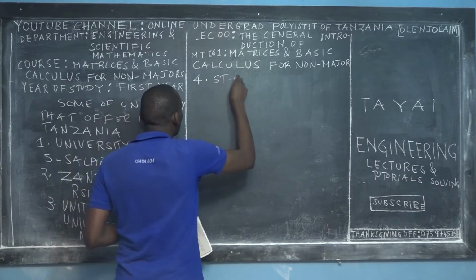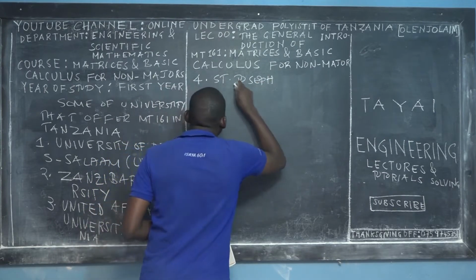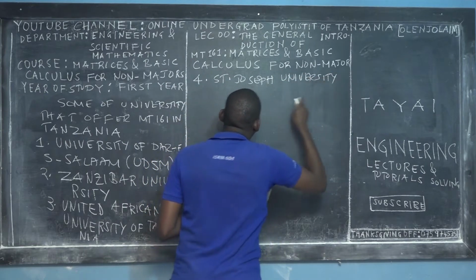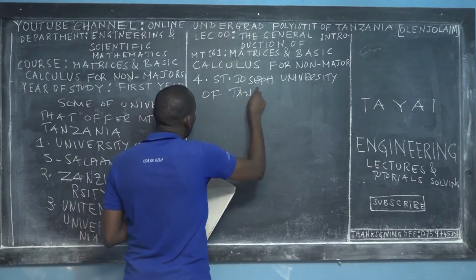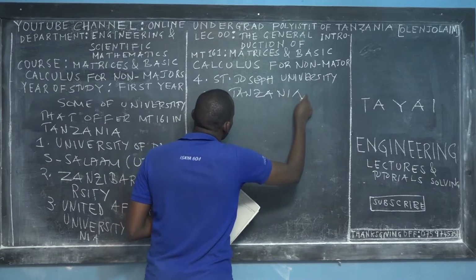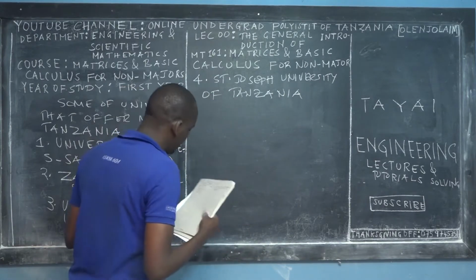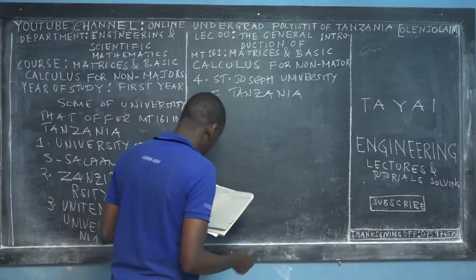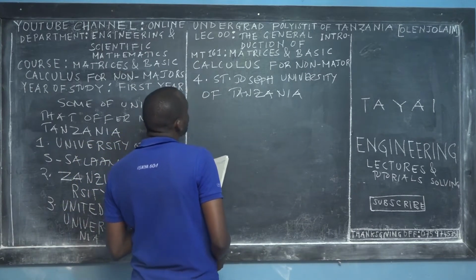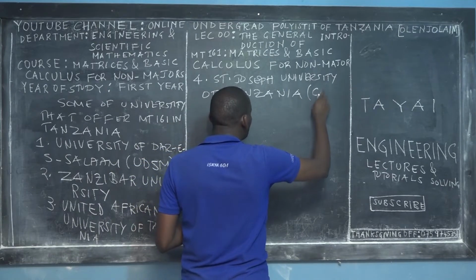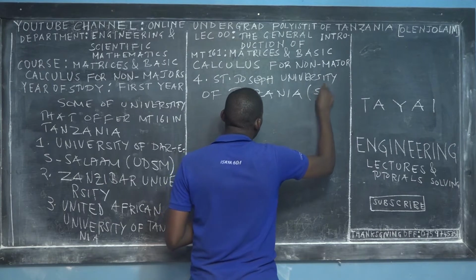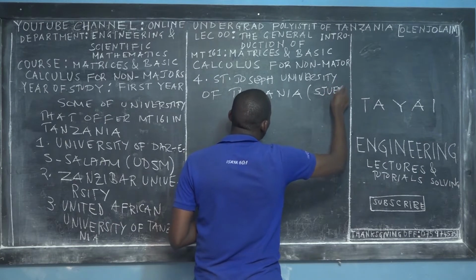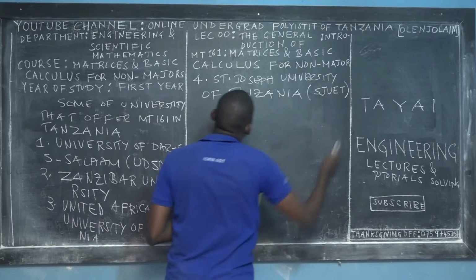And another university is called St. Joseph University of Tanzania. Here they have two colleges: St. Joseph College of Health and Allied Sciences and St. Joseph College of Engineering and Information Technology. Especially the engineering college, they used to call it St. Joseph University College of Engineering and Technology, something like this.